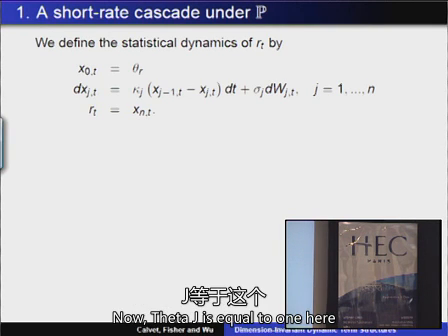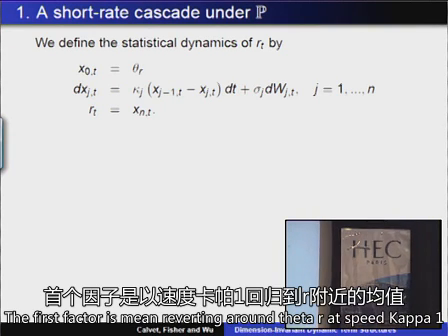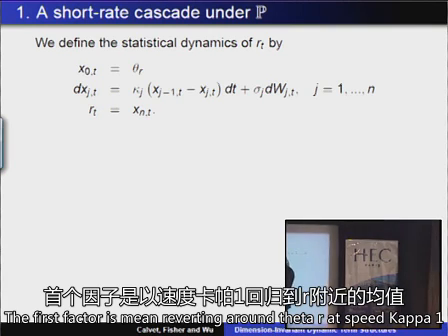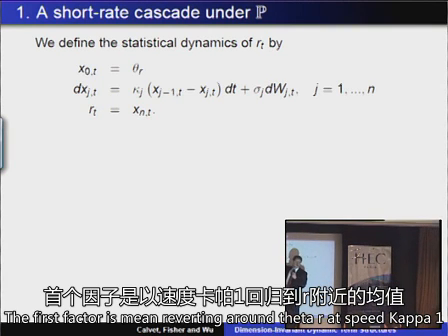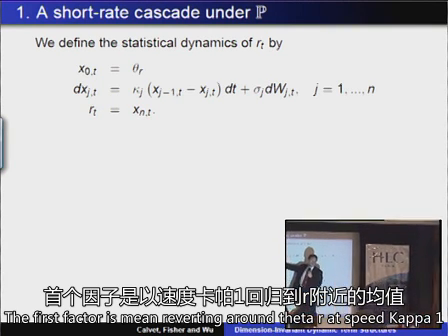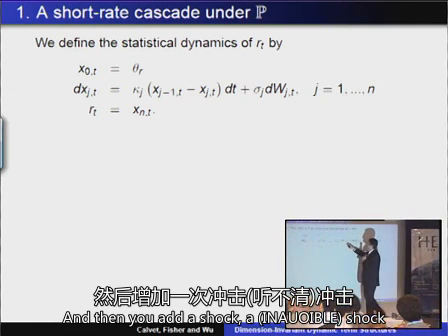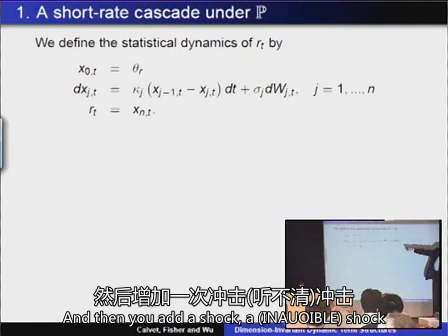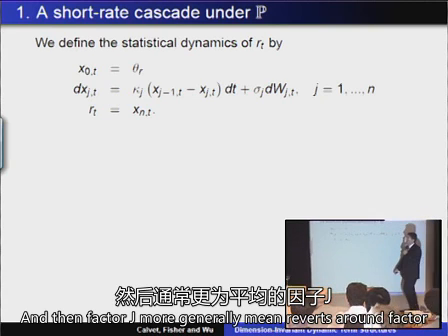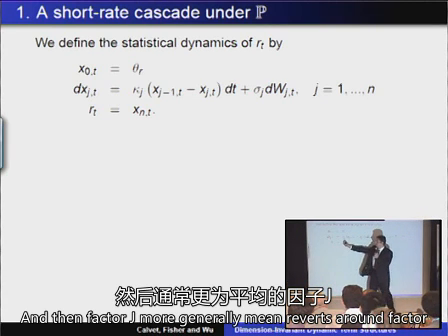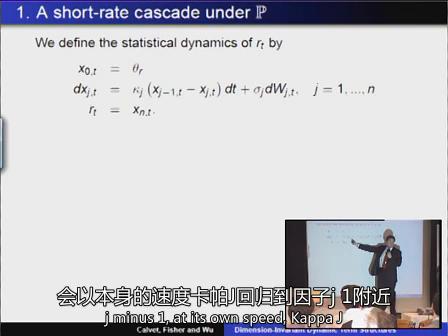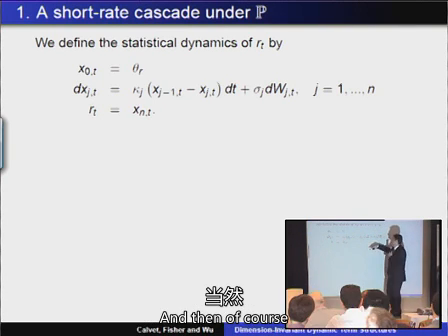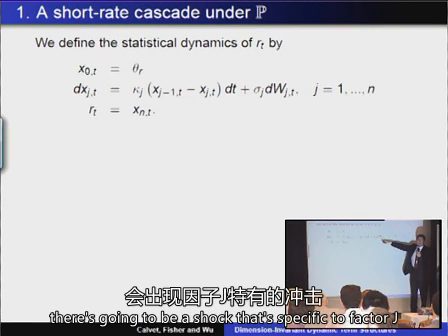Now, set j equal to 1 here. The first factor is mean reverting around theta_r at speed kappa_1. And then you add a Brownian shock. And then factor j, more generally, mean reverts around factor j minus 1 at its own speed kappa_j. And then, of course, there's going to be a shock that's specific to factor j.